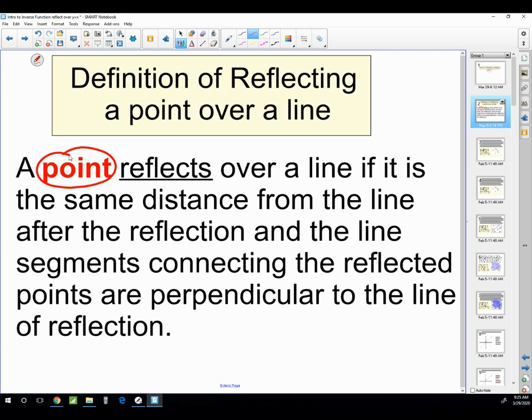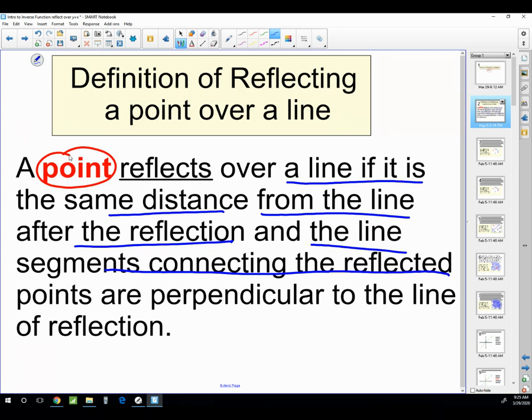So a point reflects over a line if it is the same distance from the line after the reflection and the line segments connecting the reflected points are perpendicular to the line of reflection. Those are a lot of words to state the obvious. So let's state the obvious.